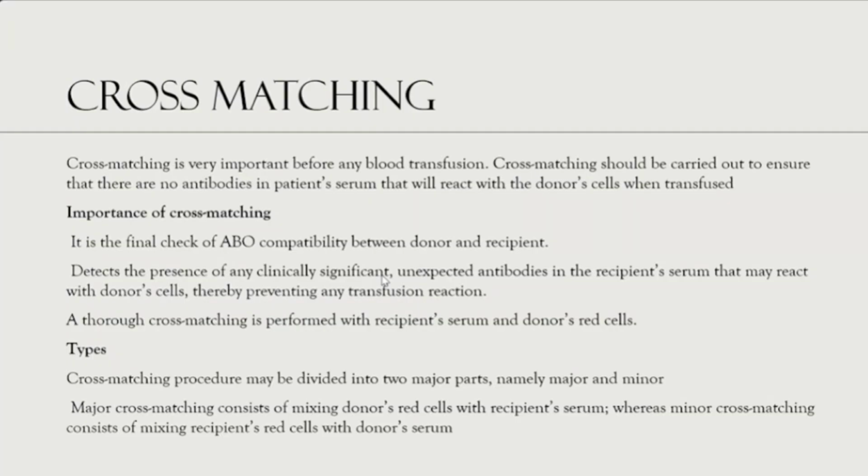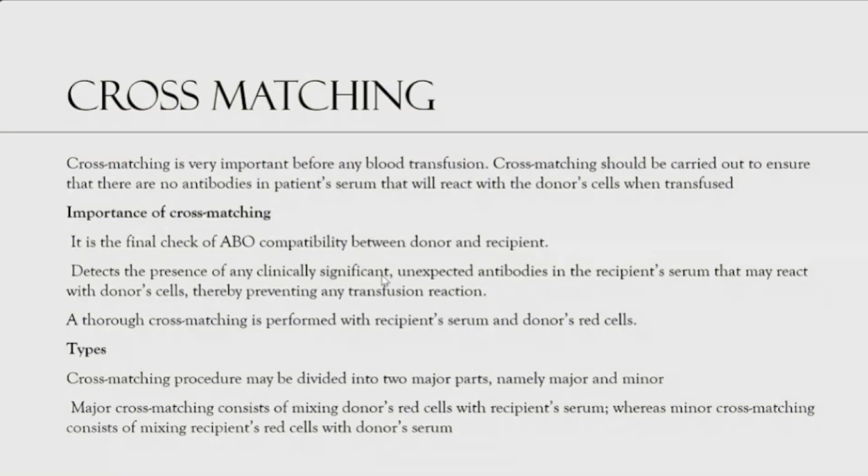It is the final check of the ABO compatibility between the donor and the recipient. So it's important in a way that it detects the presence of any significant unexpected antibodies in the recipient's blood that will react with the donor cells, thereby preventing any transfusion reactions that we are going to discuss later on. So a thorough cross-matching is performed with recipient serum and donor red blood cells.